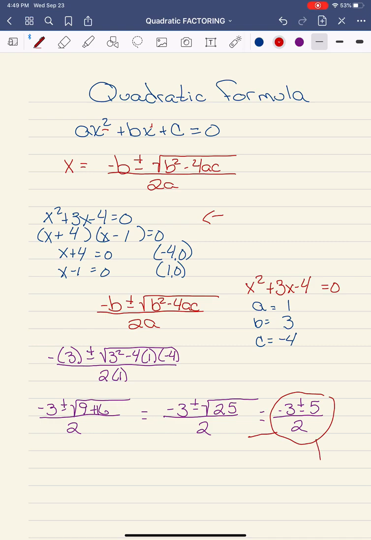So we have negative 3 plus 5 divided by 2. Negative 3 plus 5 is 2, divided by 2 equals 1.